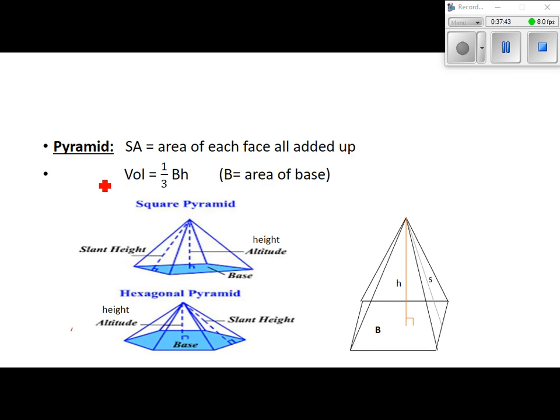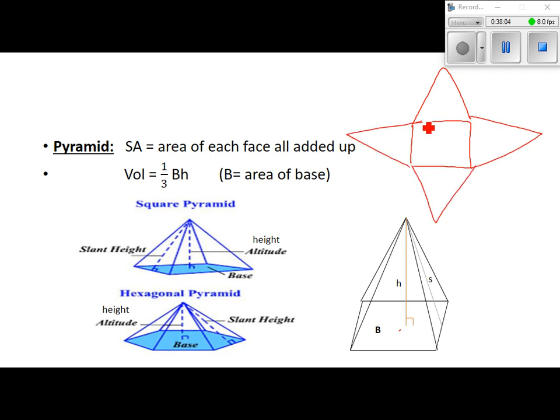A pyramid. For the surface area of a pyramid, what you're going to do is make it into a net. So if I'm looking at this pyramid that I have down here, that's my base, and then it's got 4 triangles. Sometimes all those triangles are the same, sometimes they're not. I'm just going to find the area of all of those shapes and add them all up.